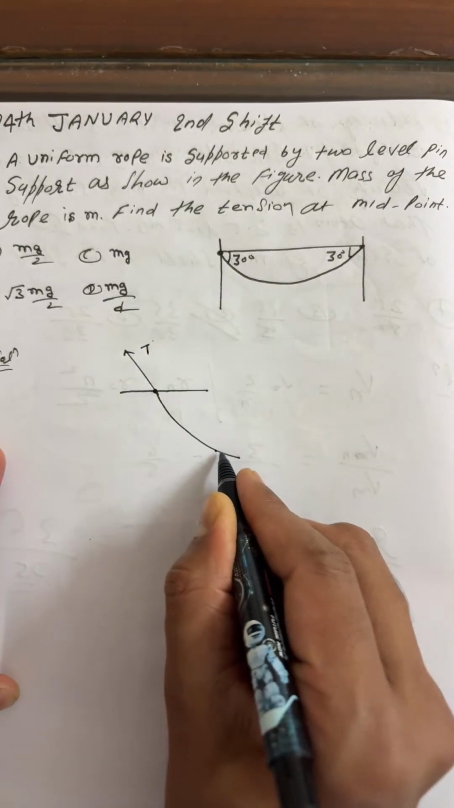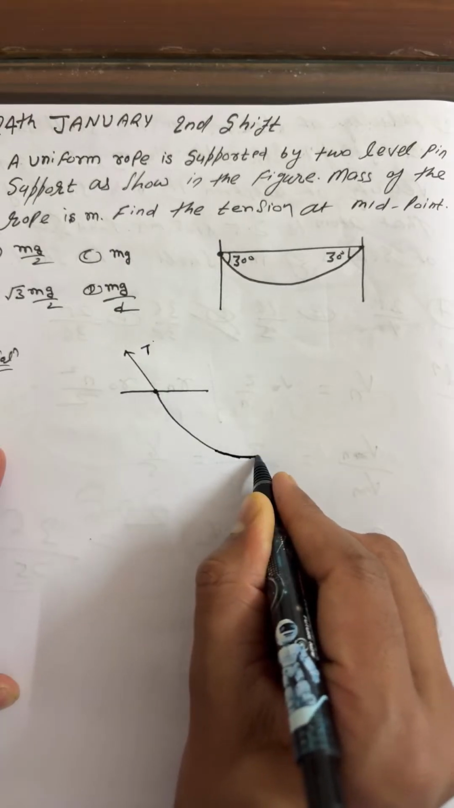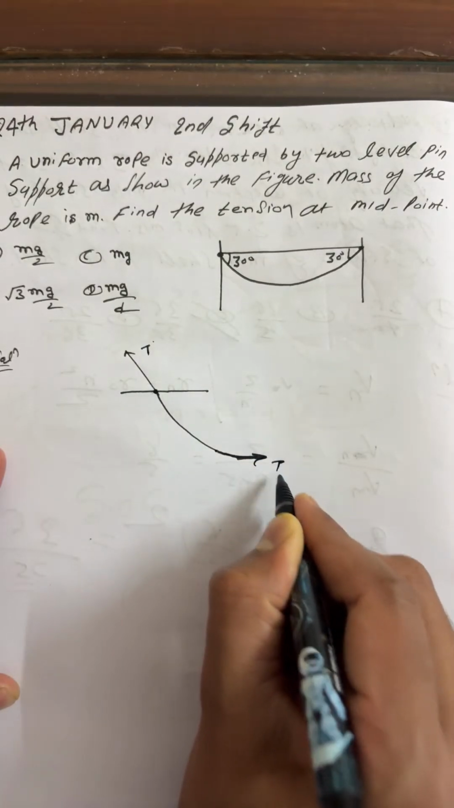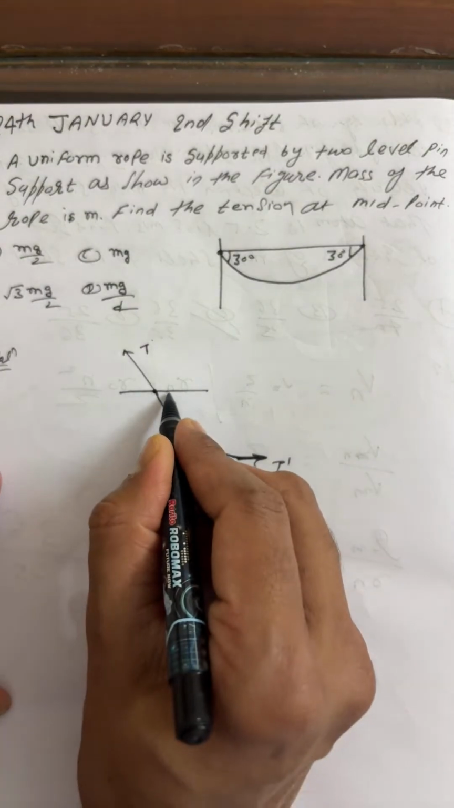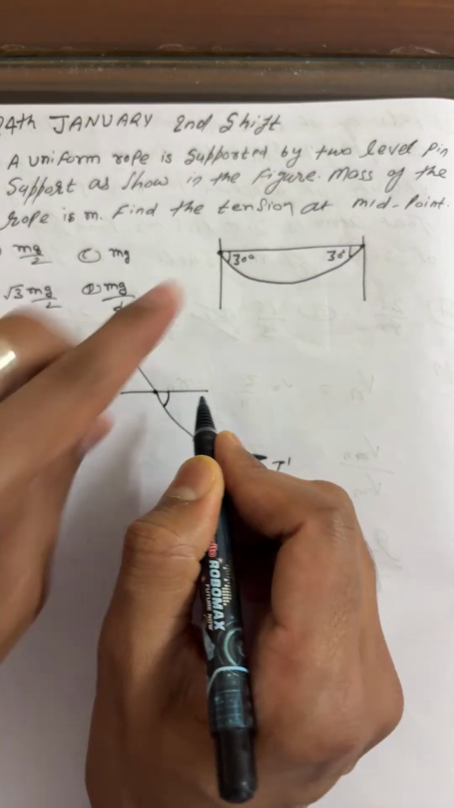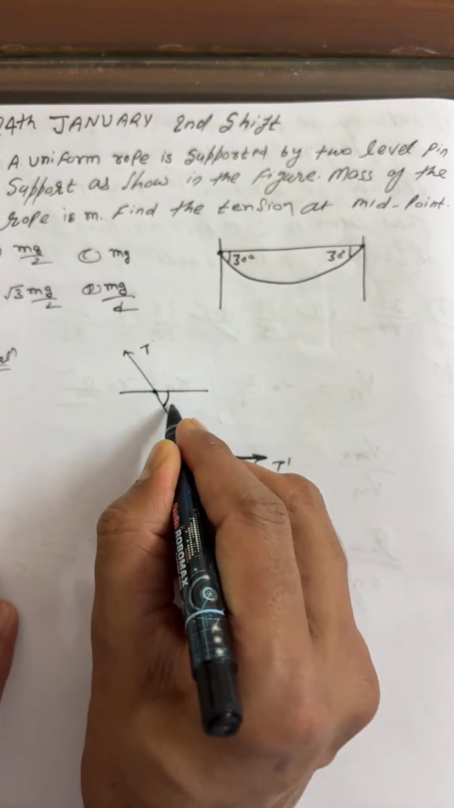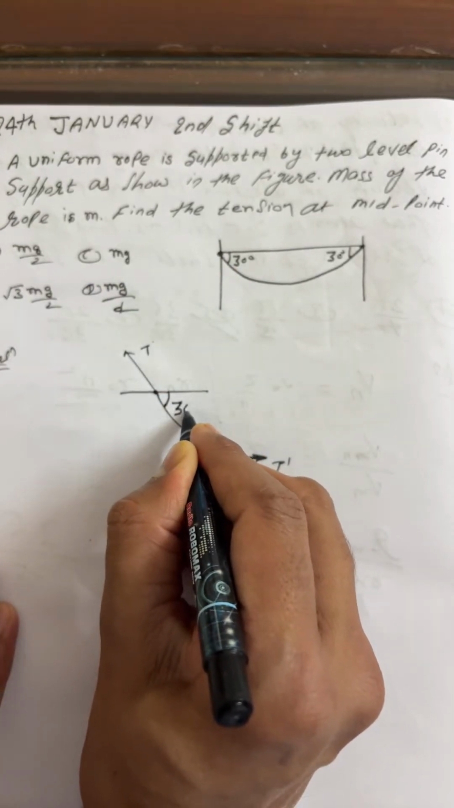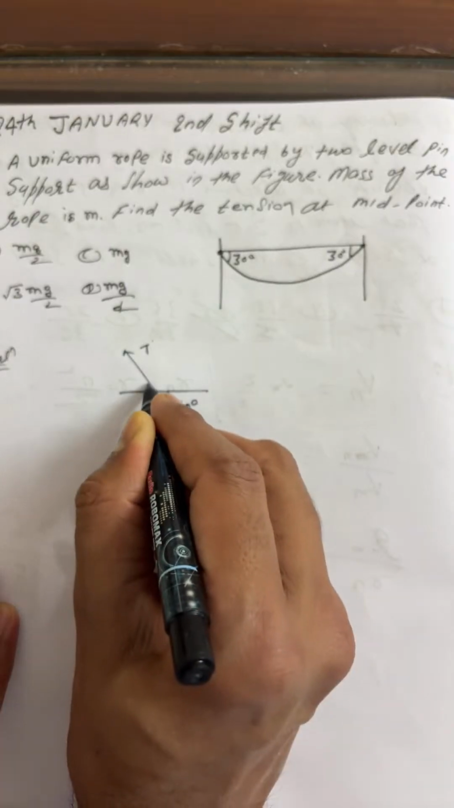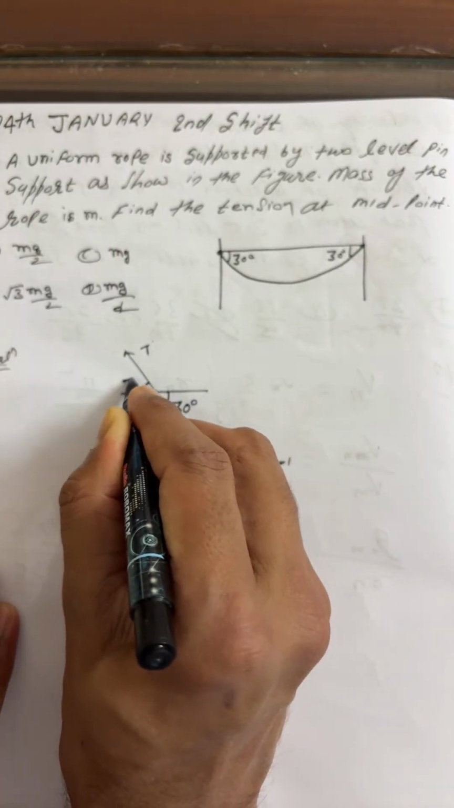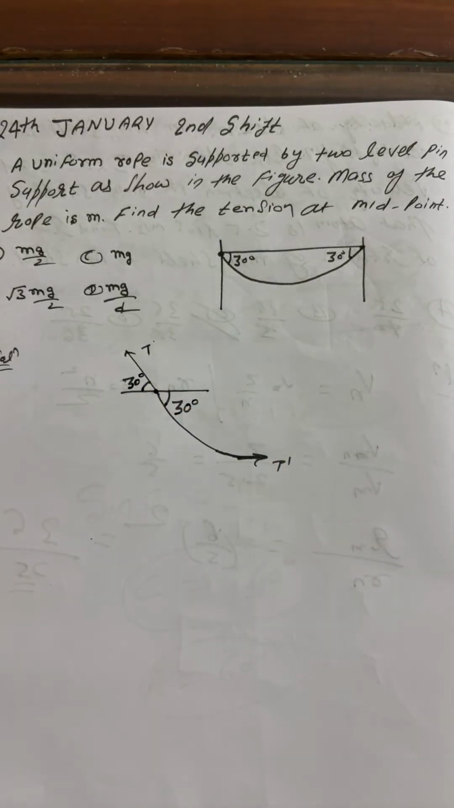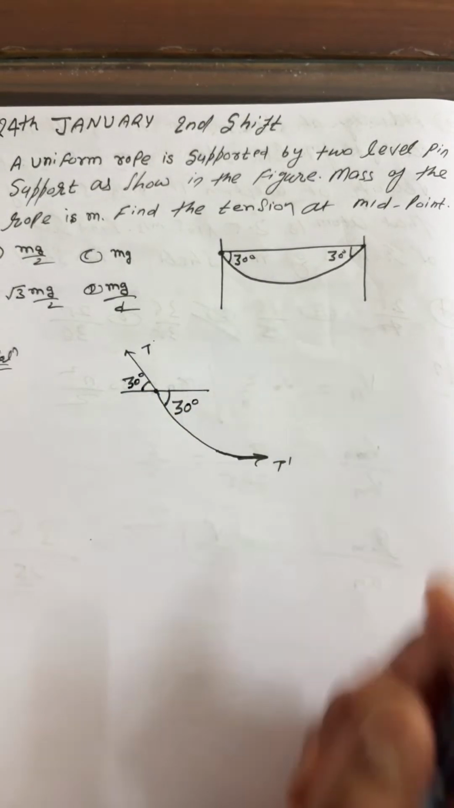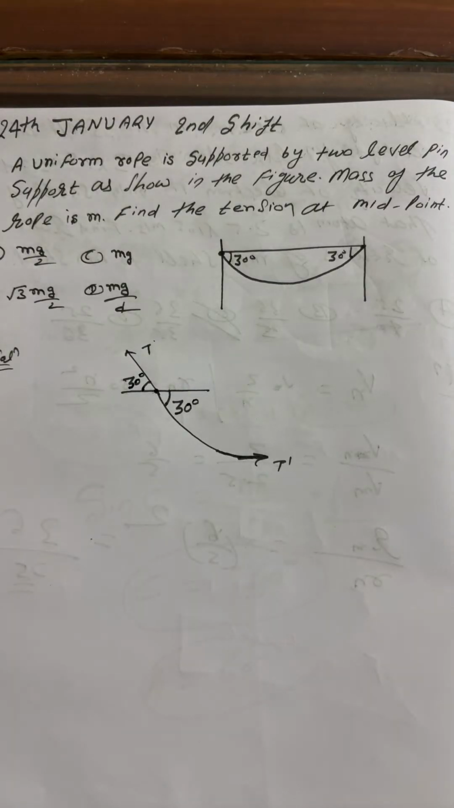We wish to find the tension at the midpoint. Let us suppose I'm calling this tension T dash, or T prime. The question mentions the angle at the hinge point from here, which is 30 degrees. So the entire mass is capital M.